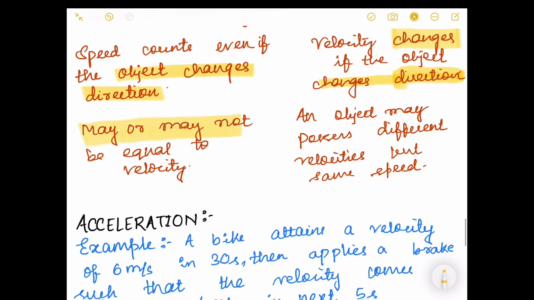Speed may or may not be equal to velocity, but an object may possess different velocities while having the same speed. If we consider the change in direction, then the velocity changes. So, an object possesses different velocities but the same speed when it changes its direction rapidly.